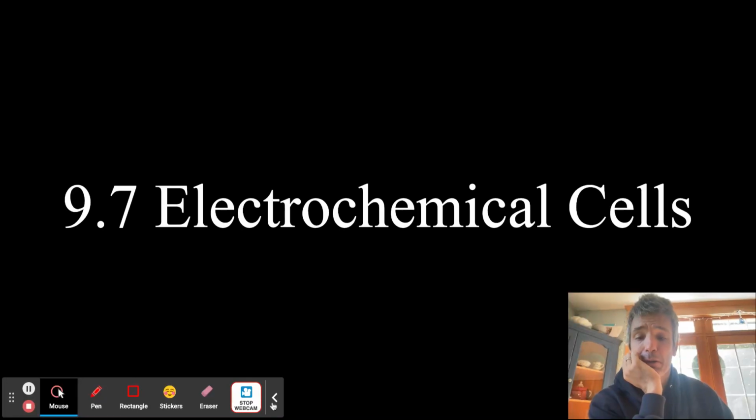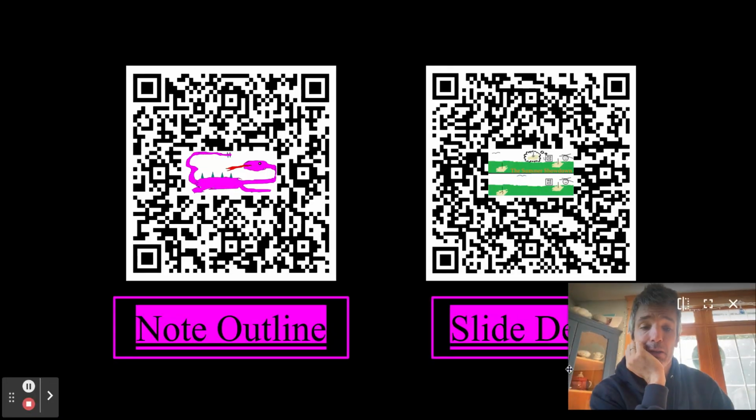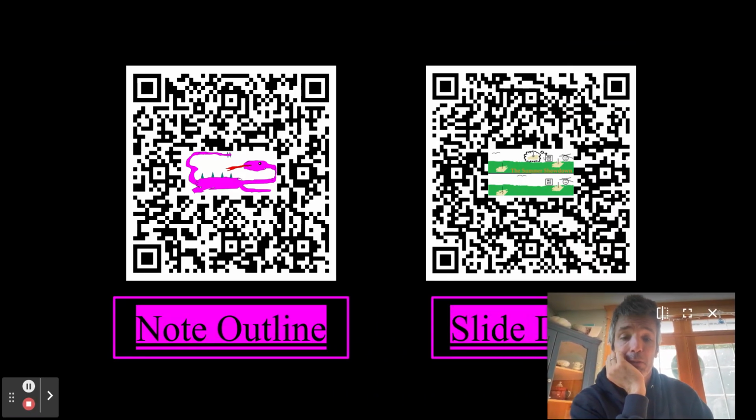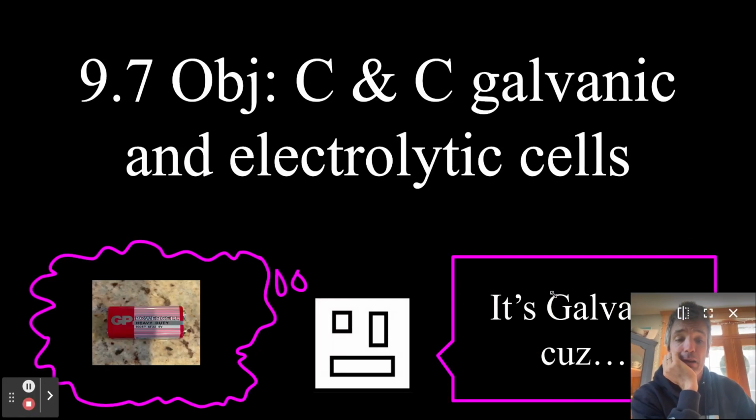Okay, here's our topic. Here's some information for you if you need it, and a QR code and some buttons for you. Okay, here is the objective. Compare and contrast them, and you may be asked to identify them. So you're going to look at something and know what it is based upon what it looks like.